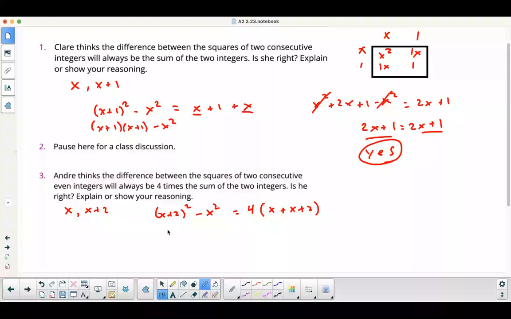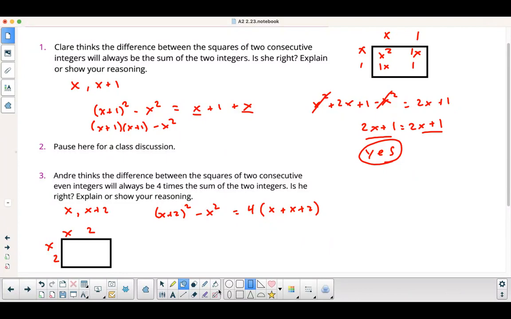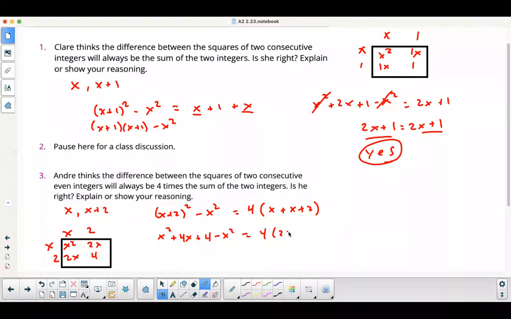I want to see if these are equal. So if I multiply x plus 2 and x plus 2 in a box here, what do I get? I get x squared, 2x, 2x, 4. So that's going to be x squared plus 4x plus 4 minus x squared. 4 times 2x plus 2. And then distribute here, I get 8x plus 8. These cancel.